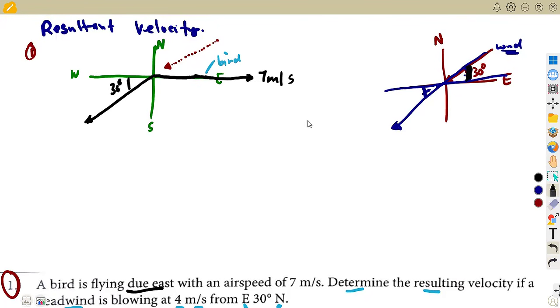The concept of vertically opposite angles. So this is just like a sketch. This is our headwind, which is at 4 meters per second. All right, so that's it.